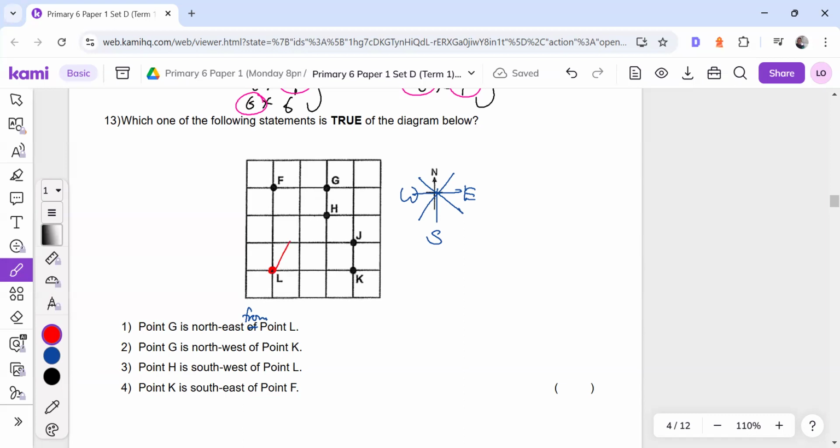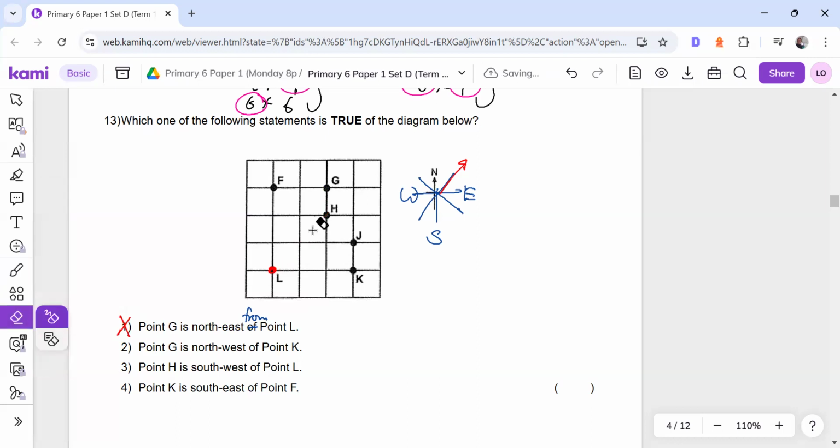If you look carefully at this direction, it is not 45 degrees because 45 degrees means what? It has to cut the square into half diagonally. So this is not cutting the square into half. So your number 1 is out. All right. So it has to be what? If it's in the northeast, northeast means what? It means it has to cut through diagonally into half. So is point G northeast from point L? It is not because it doesn't cut through the square into half.